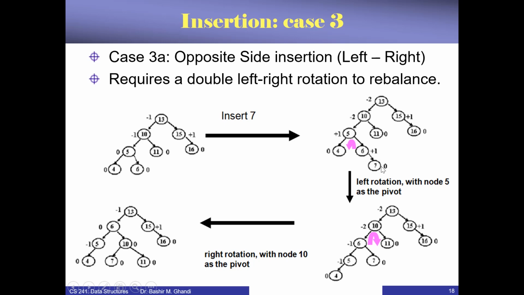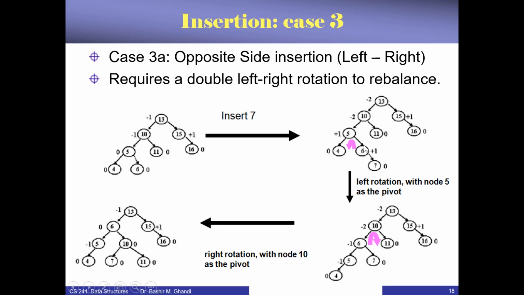Now, as I said, first check: is there a problem? 7, no problem; 6, no problem; 5, no problem; but 10 has a problem, because the balance factor of 10 is now 2. 1, 2, 3. So this is the deepest unbalanced node. Next question is, what type of problem is this? As you move from 10 to 7, counting twice, we go left, then right.